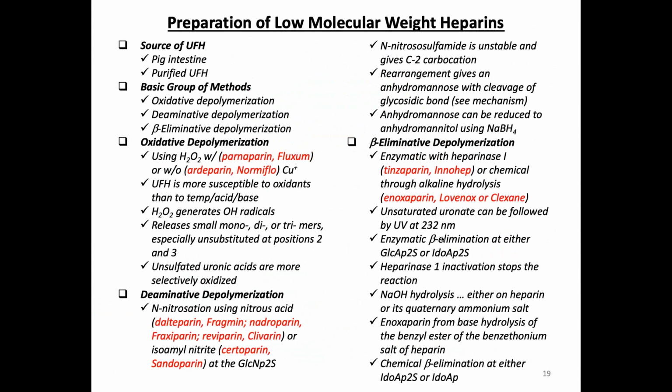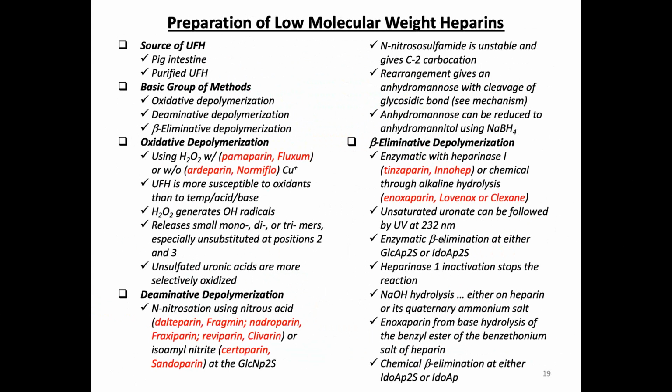Oxidative method uses hydrogen peroxide. Once again, heparin is cheap. It's becoming more expensive, but it's inexpensive, which is the reason why it continues to be used even today. So we now have to come up with low molecular weight heparins that are relatively inexpensive. So we cannot use really sophisticated reagents. All of these reagents are fairly easy to produce.